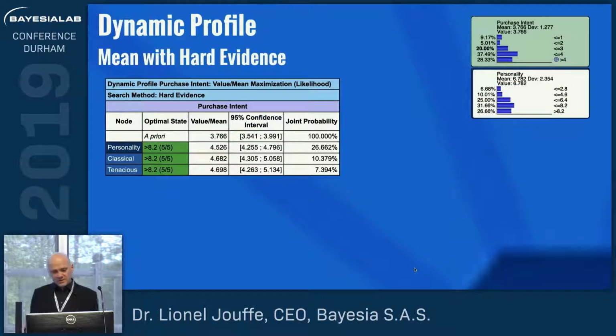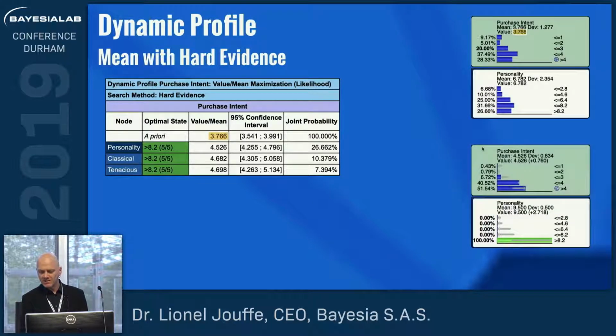And the third one is when you are optimizing the mean value of your target node, right? So now it's not just the probability of one given state, but I want to optimize this value, this 3.76, which is my marginal value for purchase intent. You have this value at the very beginning. And same thing, if we set personality to a state that is greater than 8, we are going to increase the purchase intent to 4.5, right?